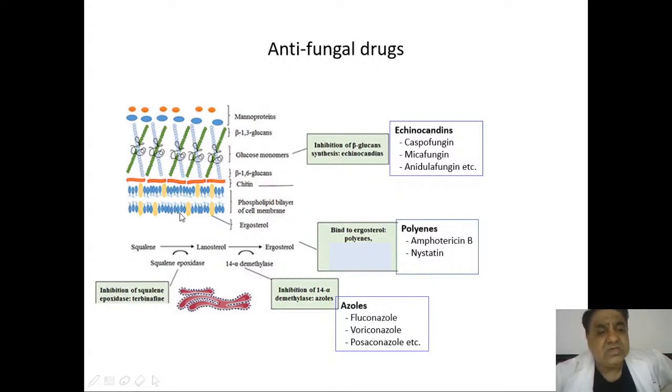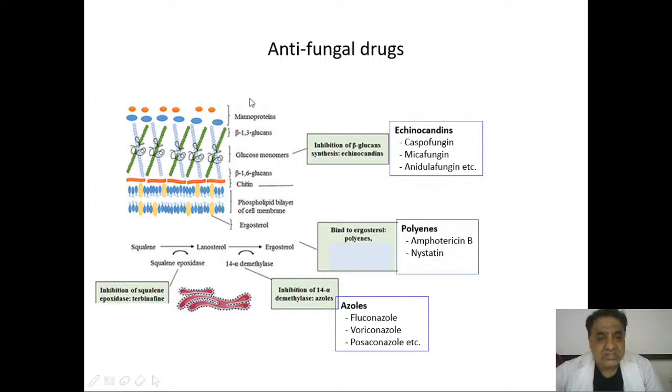Now, the various antifungal drugs which we have act at various levels here. One group of drugs, the echinocandins. Echinocandins are caspofungin, micafungin, anidulafungin, etc. Caspofungin, micafungin, and anidulafungin, the echinocandins, inhibit beta-glucans here. So they inhibit these beta-1,3 and beta-1,6 glucan synthesis.